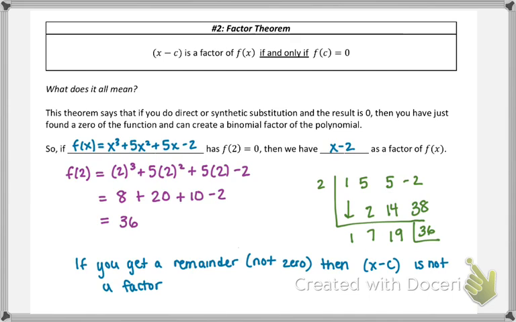So in this case, x minus 2 is not a factor of x cubed plus 5x squared plus 5x minus 2. And so I can't break this polynomial up into x minus 2 times another factor. That doesn't work because x minus 2 is not a factor.